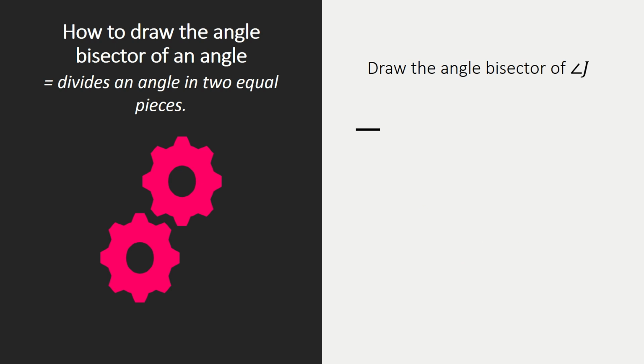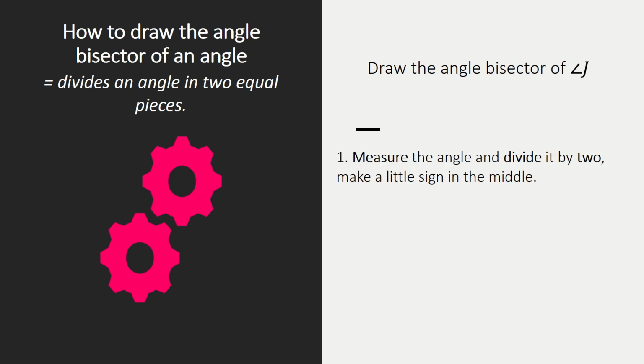So how to draw the angle bisector of angle J? So first of all, you need to measure the angle and you divide it by 2. Make a little sign in the middle so that you know what the half was. Afterwards, you need to draw the angle bisector. And lastly, don't forget the signs.